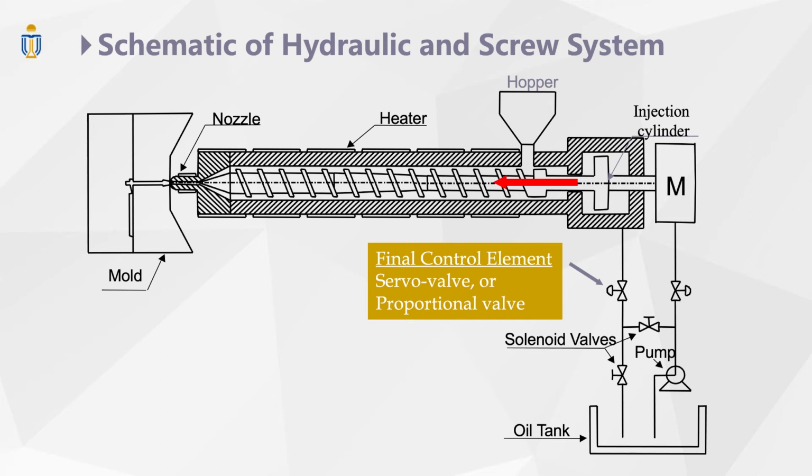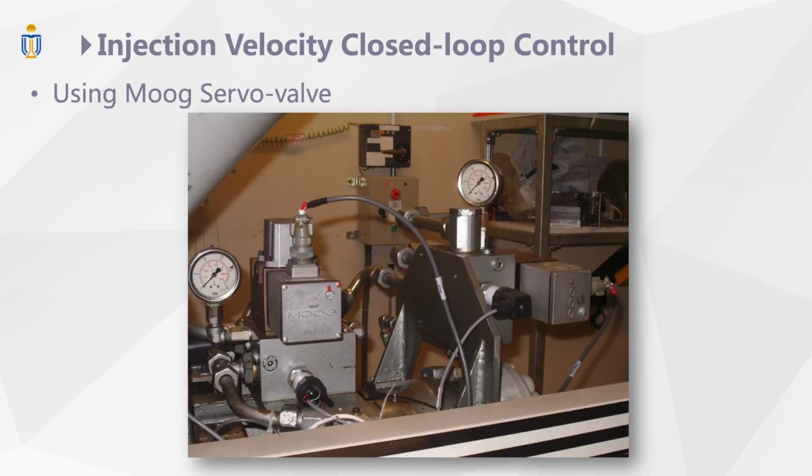We realized that it cannot be done, so we need to fit some fancy actuator. So we retrofit the machine with a state-of-the-art fast-response servo valve to control the injection velocity. This is the retrofit servo valve, which is quite expensive. It's as expensive as the entire machine. We use that to control the injection velocity.